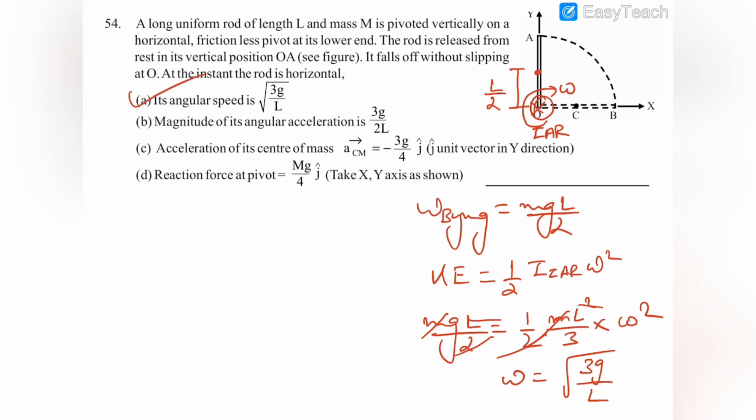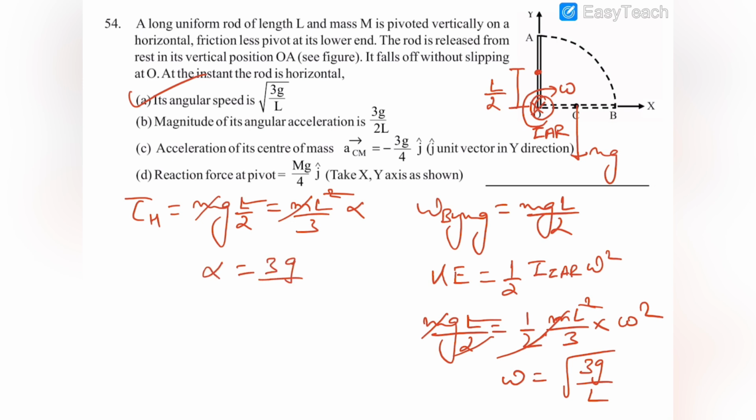Now the magnitude of angular acceleration at this position will be, so we can say that mg would be acting in the downward direction, and any hinge force acting will be along the hinge, and therefore the torque about the hinge will be only due to the mg. So torque about the hinge will be mg into L by 2, and that would be equal to I alpha, and I about the hinge will be mL square by 3 into alpha. So alpha will be equal to 3g by 2L. So option number 2 is also correct.